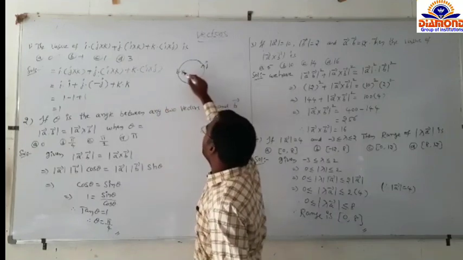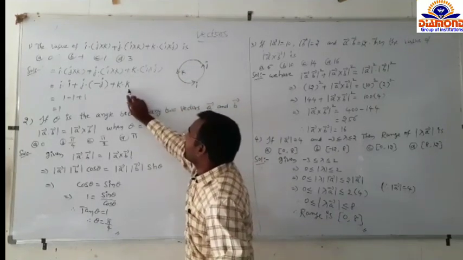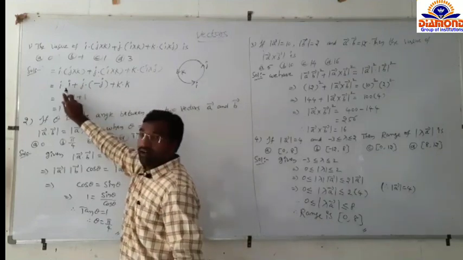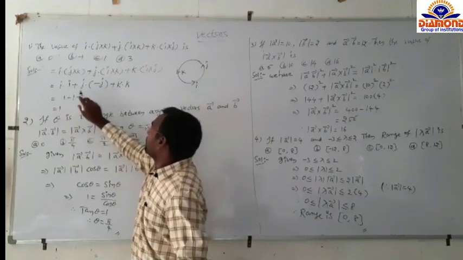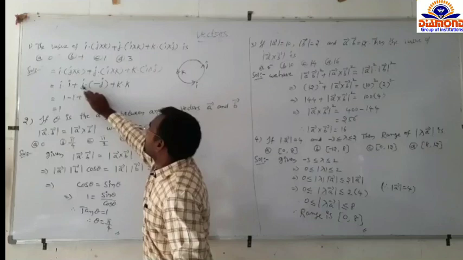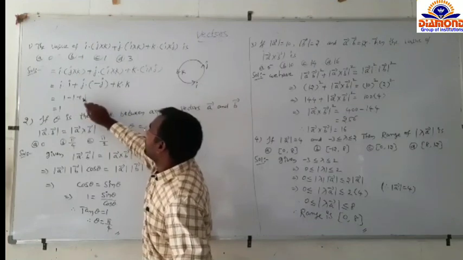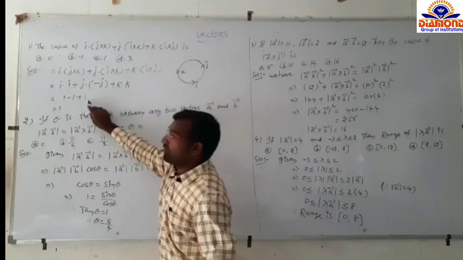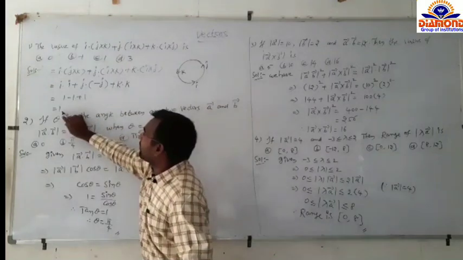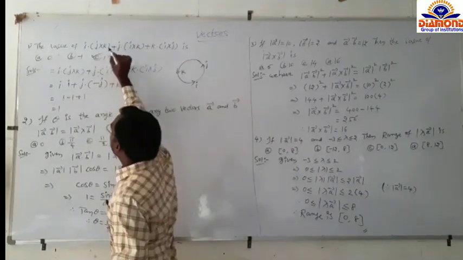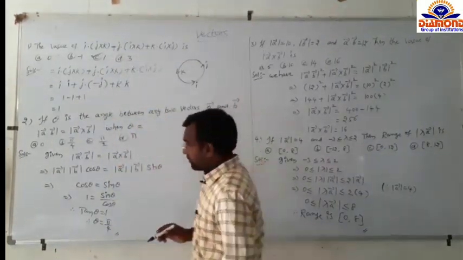Then plus k dot (i cross j), and i cross j is k. So we know already i dot i is 1. Next, here plus into minus is minus, j dot j is 1, k dot k is 1. So the 1s cancel, and the answer is 1. So the option is C.